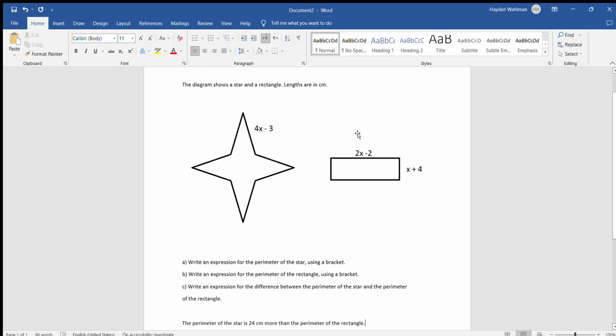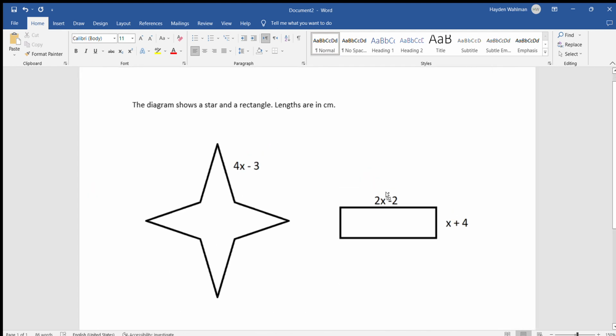Okay, so I'm going to do the shape one. This one, you guys should study. Make sure you know how to do it. Make sure you know how to find the perimeter of any shape. It's very easy. You just add up the sides. Okay, so here we go.